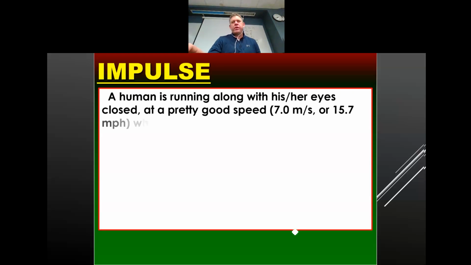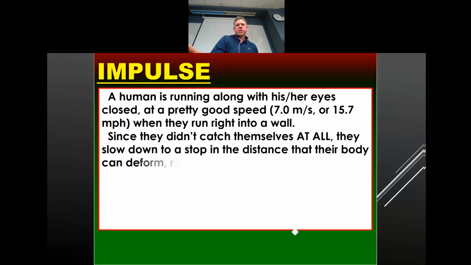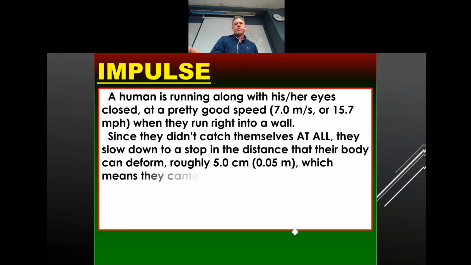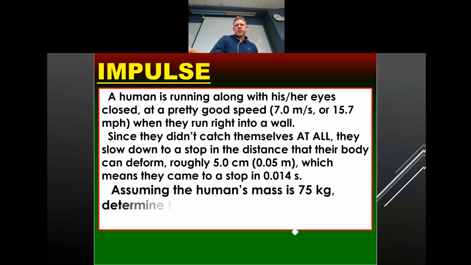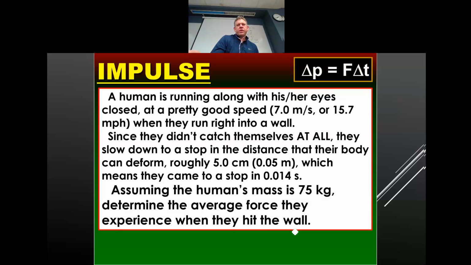Okay, this one's kind of weird. So, a human is running along with his or her eyes closed at a pretty good speed, 7 meters per second, when they run right into a wall. Since they don't catch themselves at all, they slow down to a stop in the distance that the body can deform, roughly 5 centimeters, 0.05 meters, which means that they come to a stop in 0.014 seconds. Assuming the human's mass is 75 kilograms, determine the average force they experience when they hit this wall.